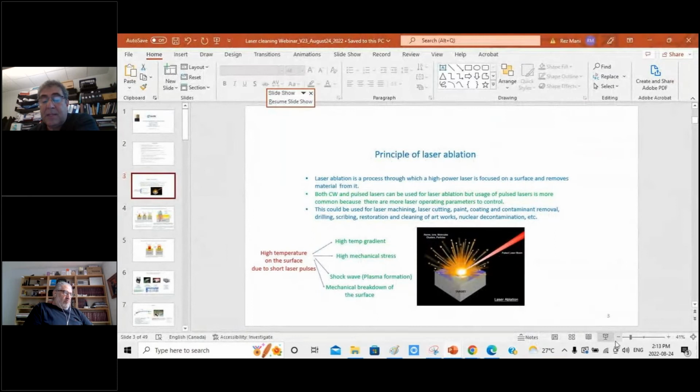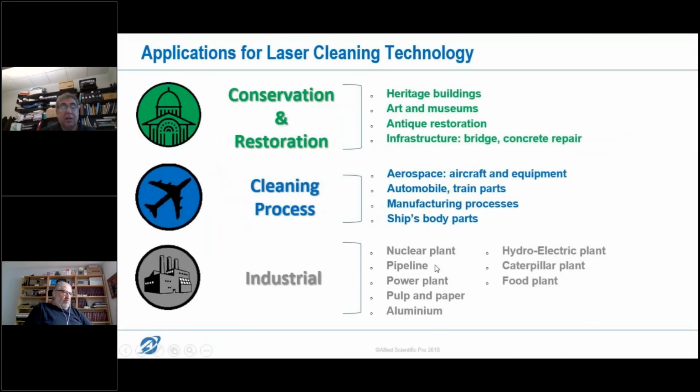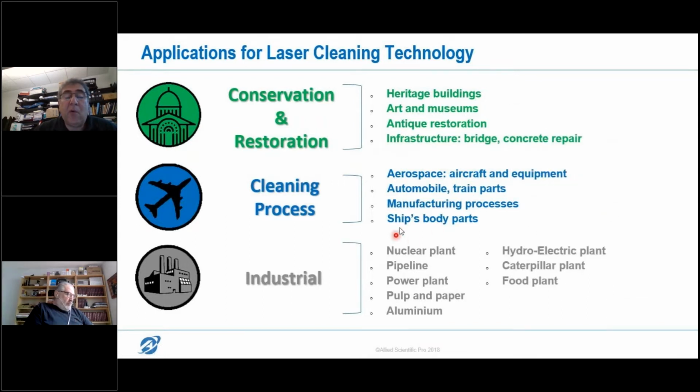Okay, so that was that. And let's move on. So, other applications of laser cleaning technology, it's used in many different industries for conservation and restoration. We have cleaned the Parliament building in Ottawa. We have also cleaned some infrastructure like bridges in Quebec. Also for the automobile and aerospace industry.